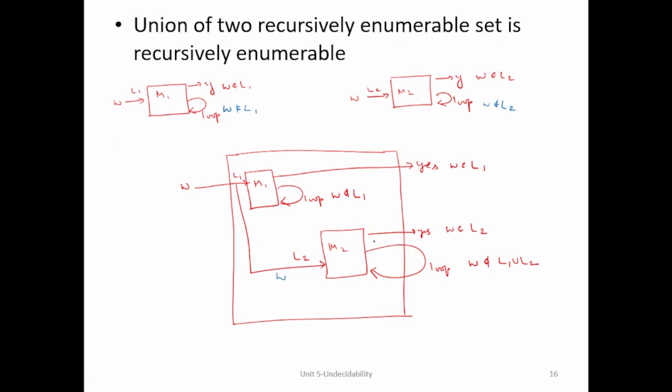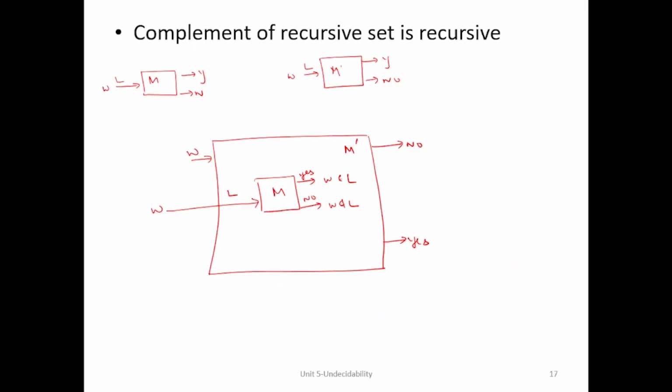If it is accepted by M2, it will go to S state. Otherwise, it is in looping state. So how can you check the looping state? If the machine comes to looping state, it means the same W is not accepted by M1 and also not accepted by M2 machine. So the union of two recursively enumerable sets is also recursively enumerable. So this is the second property.